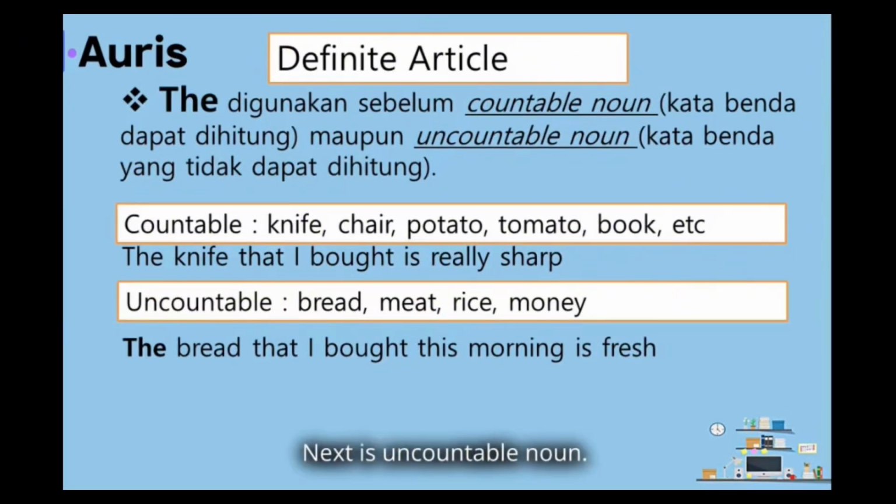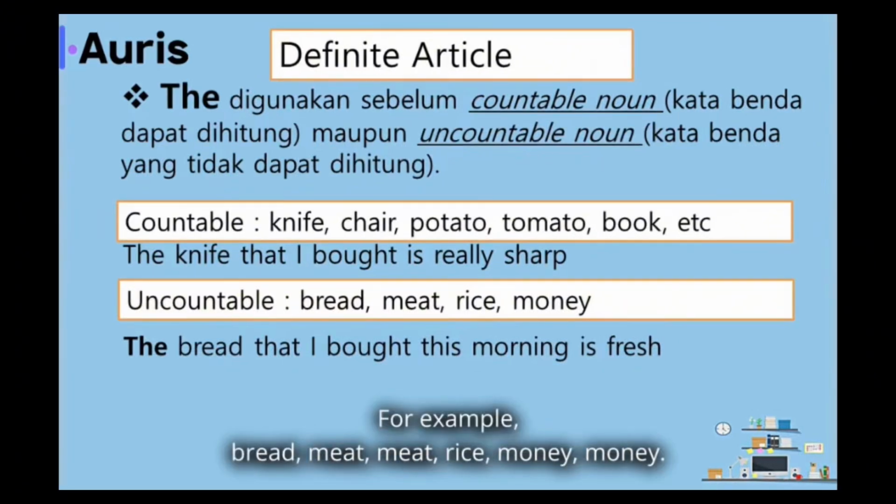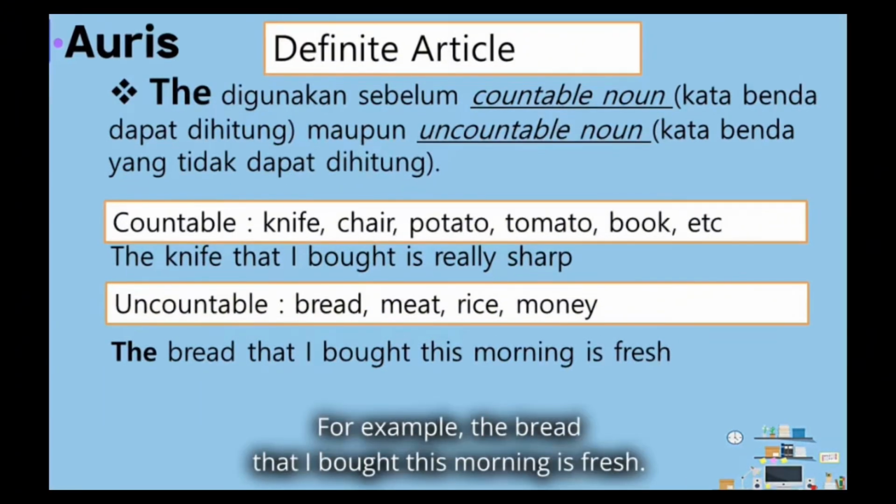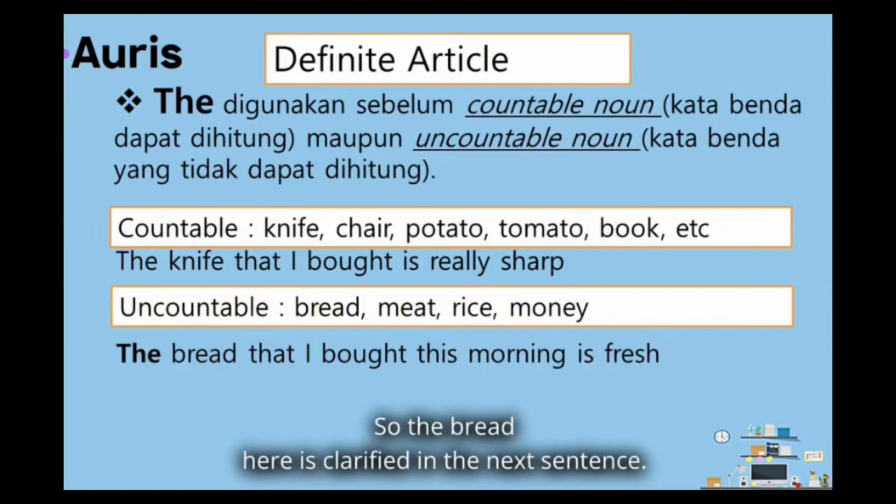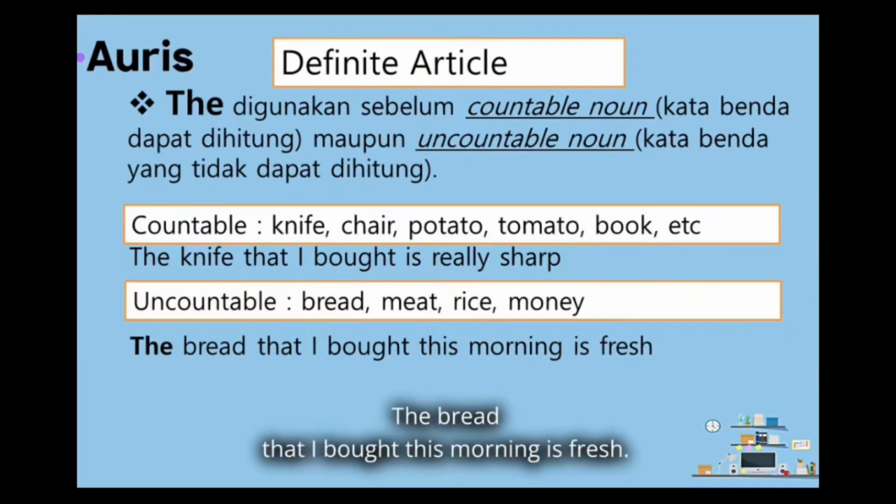Next, uncountable nouns. For example, bread, meat, rice, and money. For example, the bread that I baked this morning is fresh. So the bread here is clarified in the next sentence: the bread that I baked this morning is fresh.